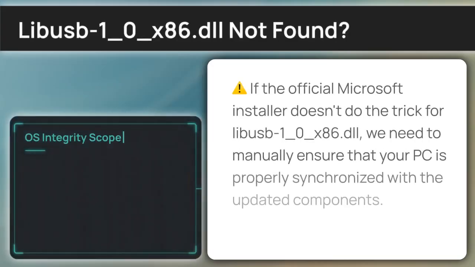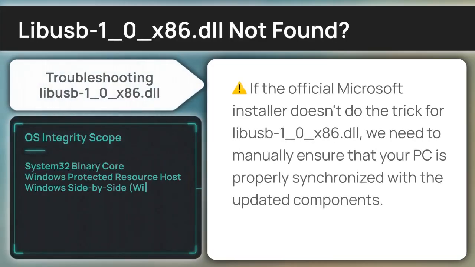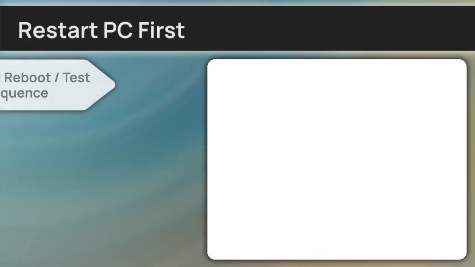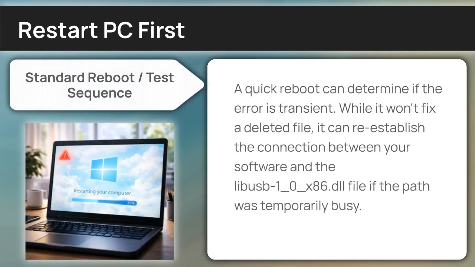In the event the error remains visible, it indicates we need to verify the environment's ability to register new shared resources. A simple restart can resolve file-in-use errors that mimic a missing Libusb 1.086 message. It's a low-effort step that ensures your operating system starts with a clean execution stack.